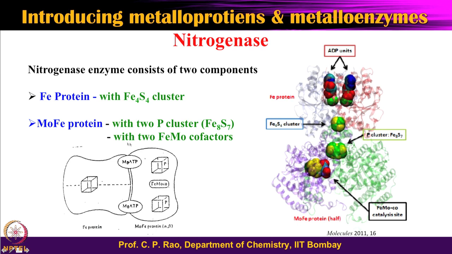As you can see, this is the iron protein part, this is the molybdenum iron protein part, this is the iron sulfur cluster and this is where the magnesium ATP complex binds. In the molybdenum iron protein, there is the FeMOCO, the iron molybdenum cofactor. And these are the P clusters, I will explain it. So, this is a P cluster and this is the iron molybdenum cofactor cluster. Now, you understand 2 parts, one is this one, one is this one.